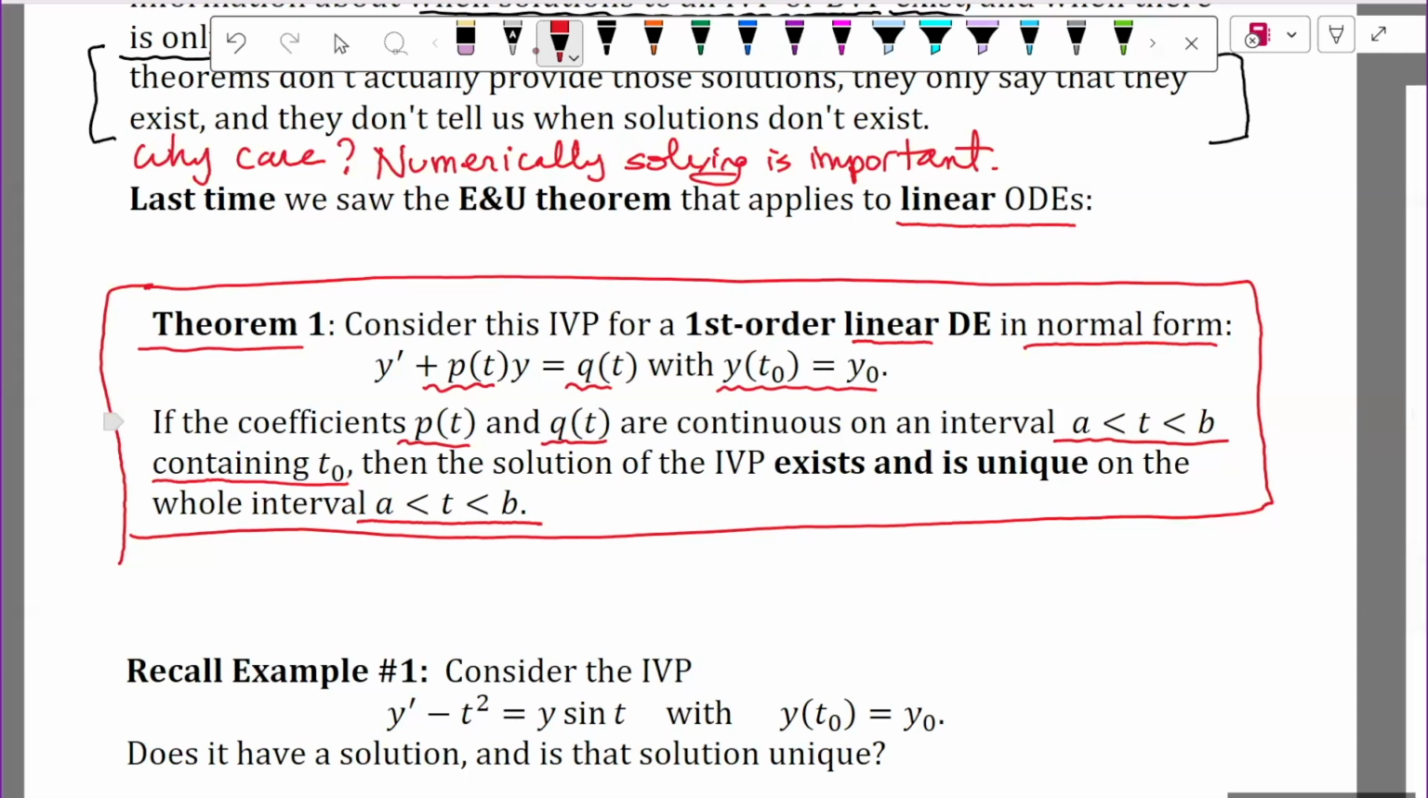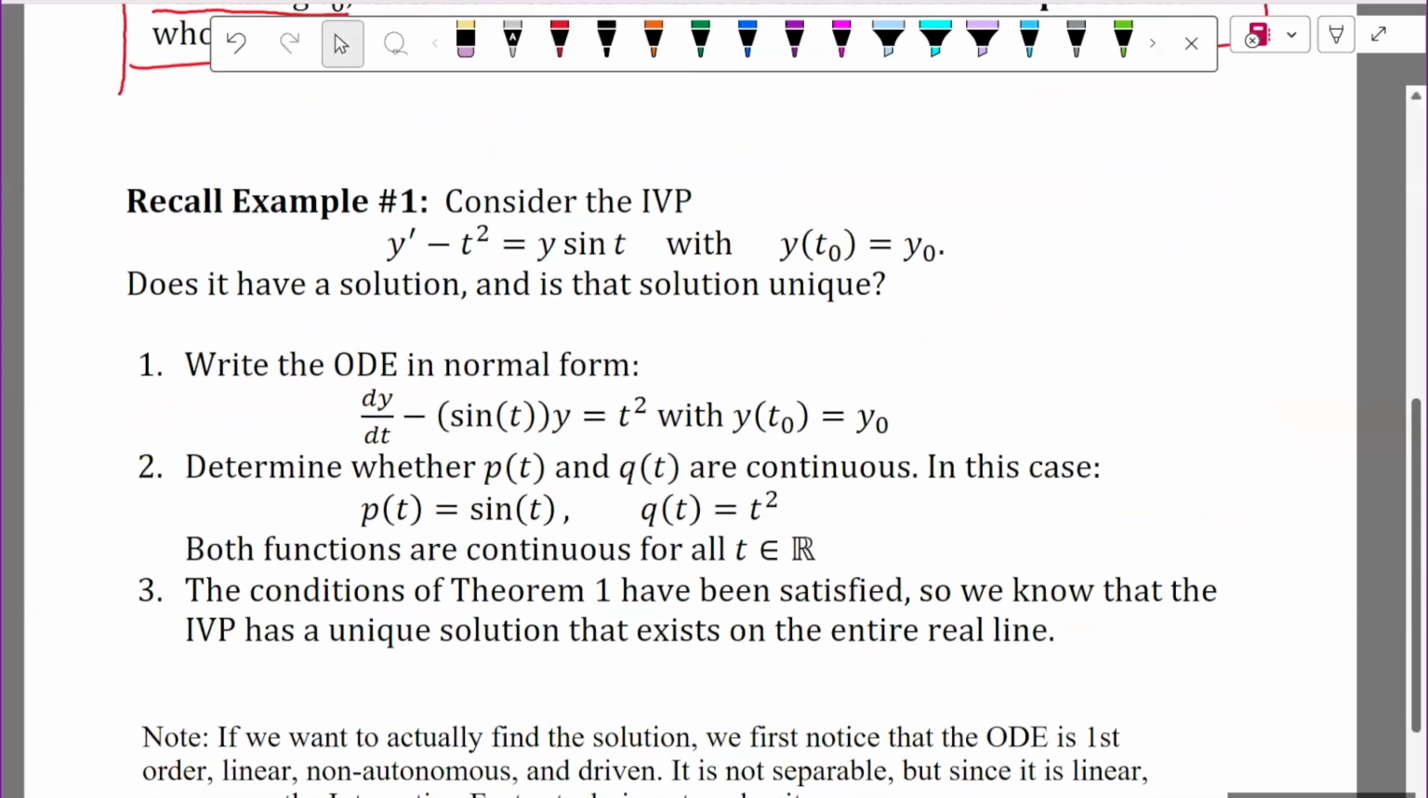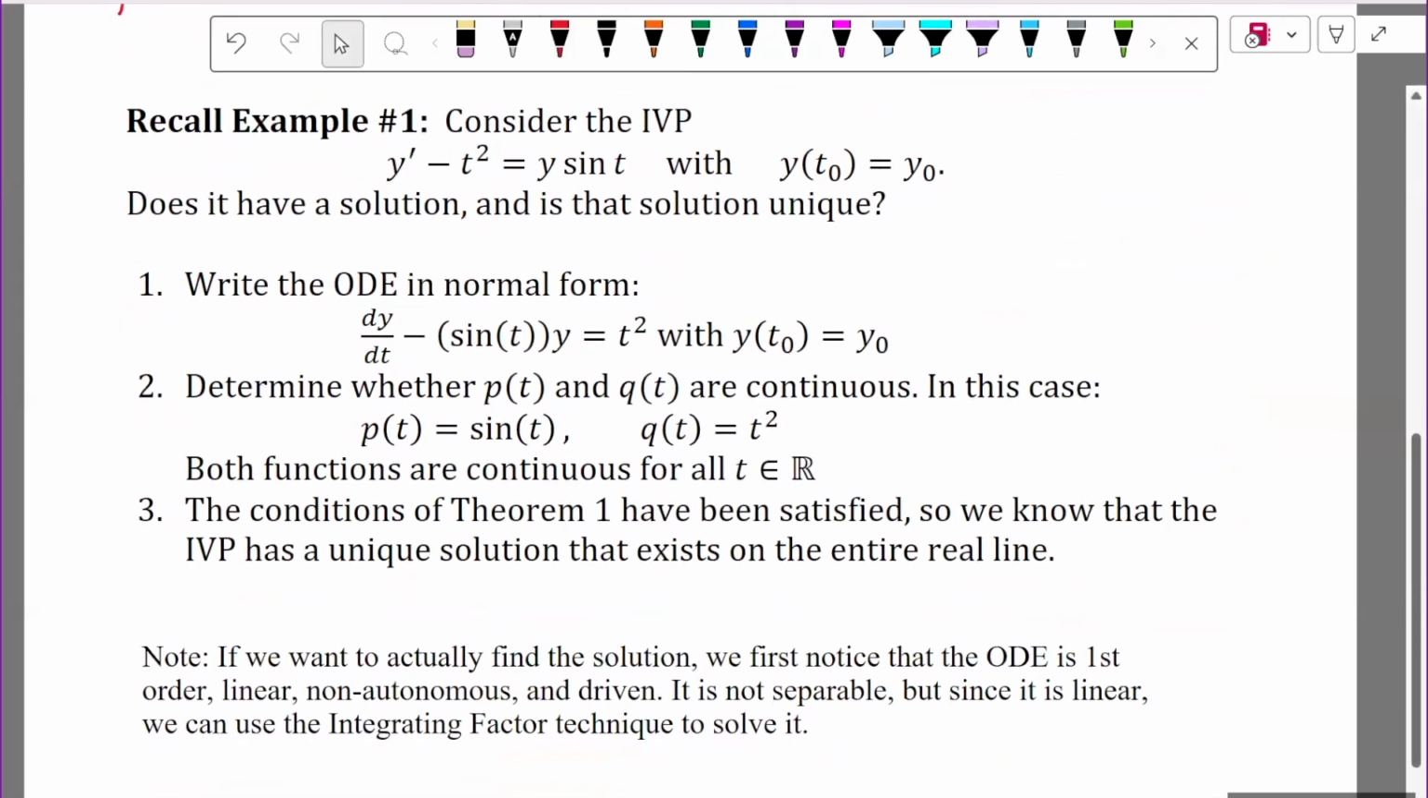Let's look at this example that we also saw last time in class. So we won't go through the solution process. This is just a reminder. If we wanted to know whether this first order linear, non-autonomous, non-homogeneous ODE has a solution and whether that solution is unique, what do we need to do? We need to first write the ODE in its normal form so that we can identify the P and the Q identified for you here. Sine t is P and t squared is Q.